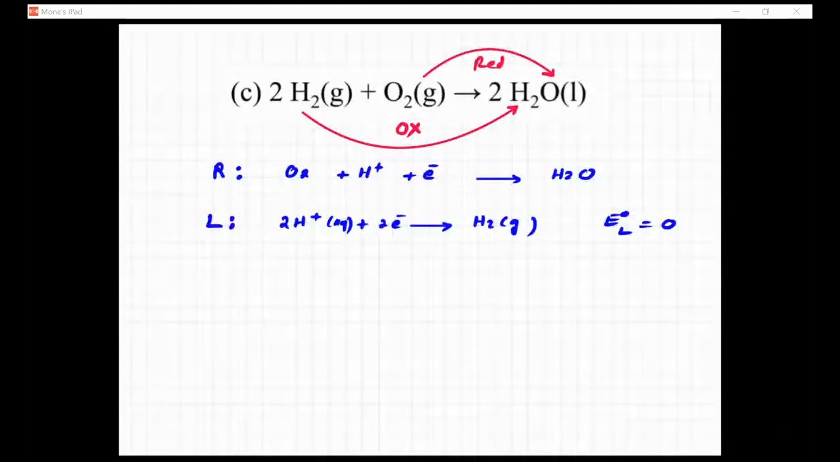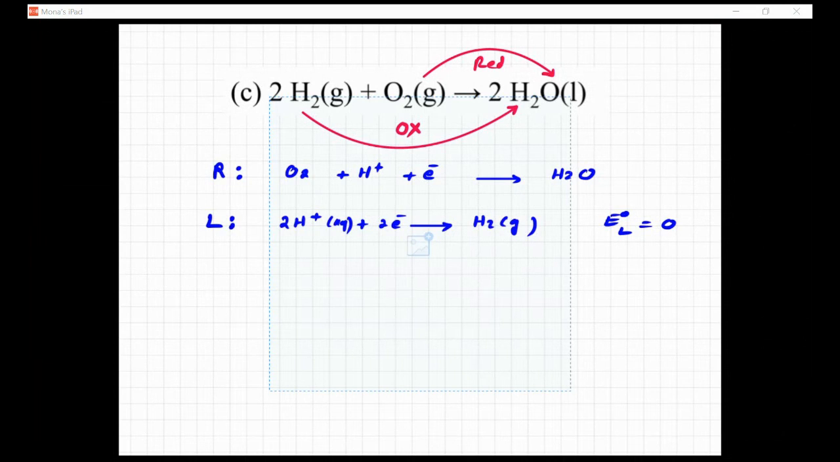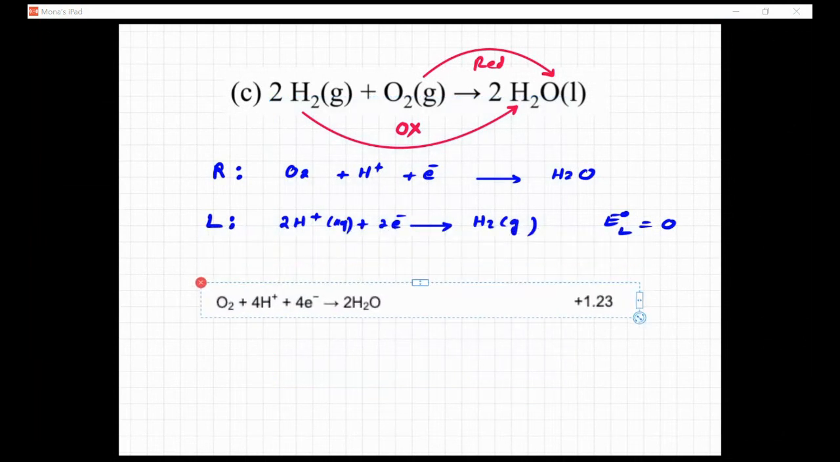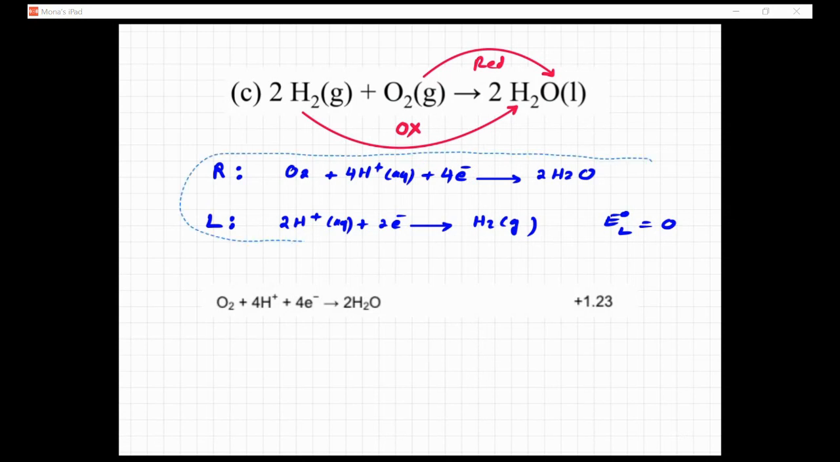So let's go back here. O2 plus 4H+, which is aqueous, plus 4 electrons gives us 2H2O. Now if I look at my reaction, I will see that one reaction is having 2 electrons and the other one is having 4 electrons.